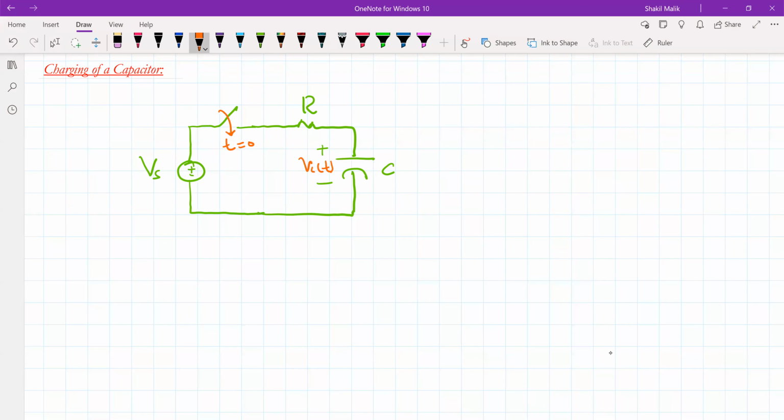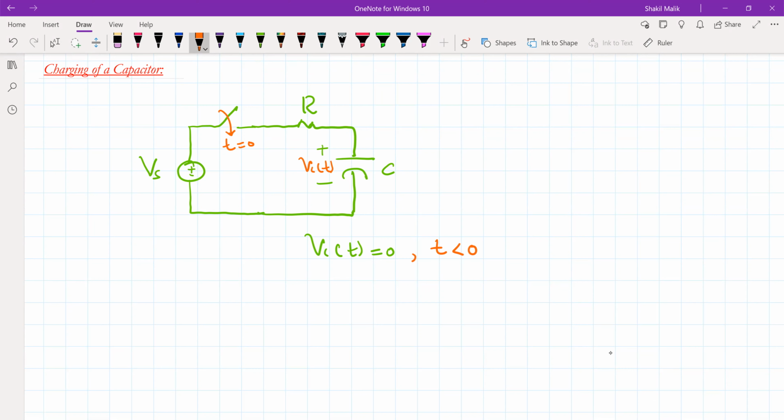As the time progresses, what will happen to the voltage across this capacitor? Let's assume the voltage across the capacitor, Vc of t, is equal to 0 for t less than 0. For t less than or equal to 0, the voltage across this capacitor is 0. In other words, the initial charge, or the initial voltage, across the capacitor is 0.